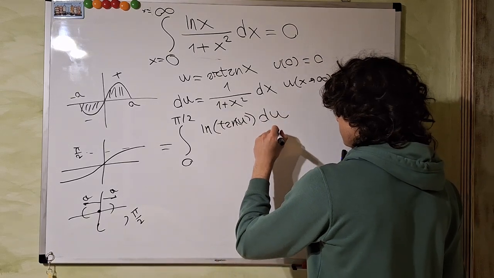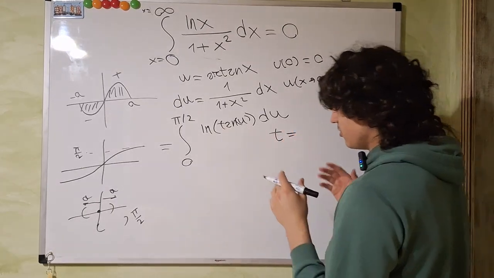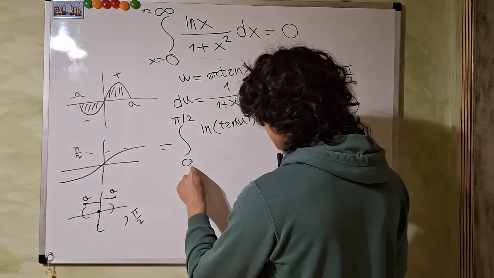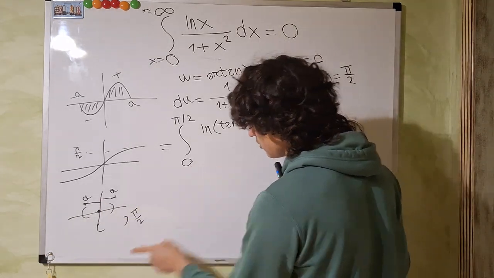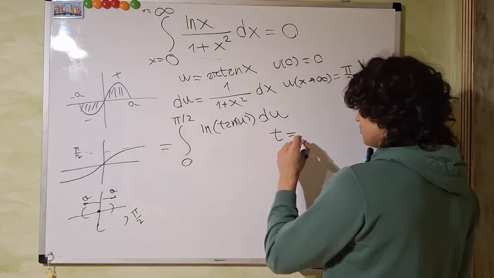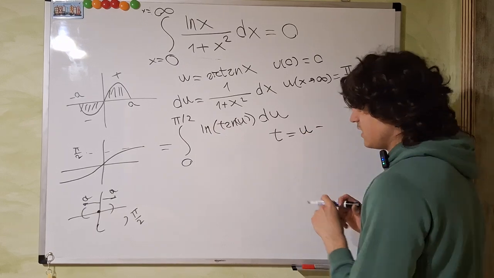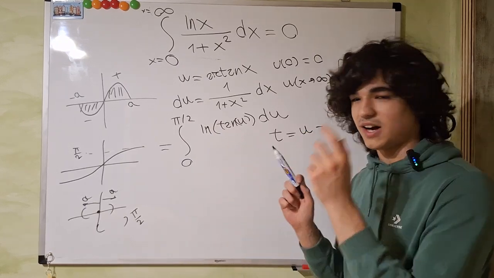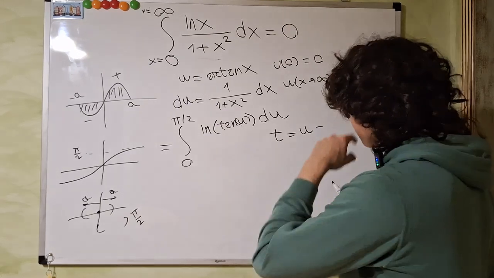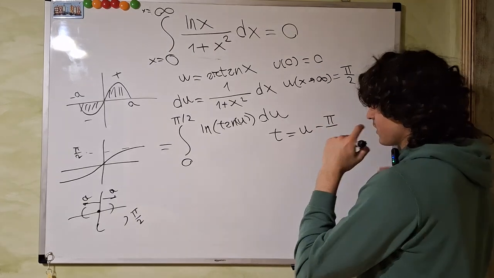We have a new variable, let's call it t. And if we want to move the interval to the left, it means 0 has to go to the negative numbers. So this is going to be u minus the translational number, pi over 4.